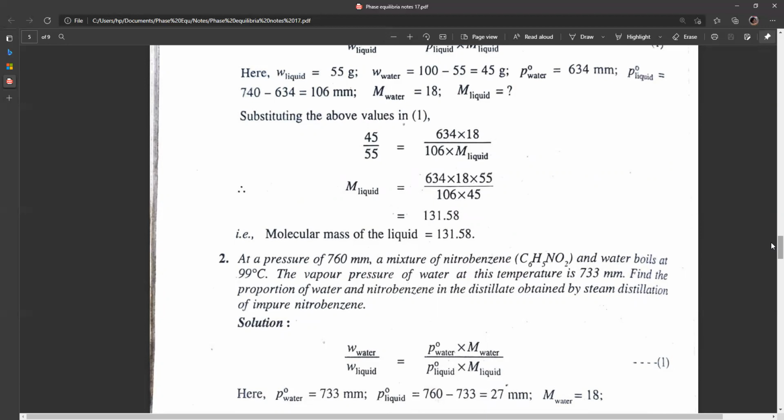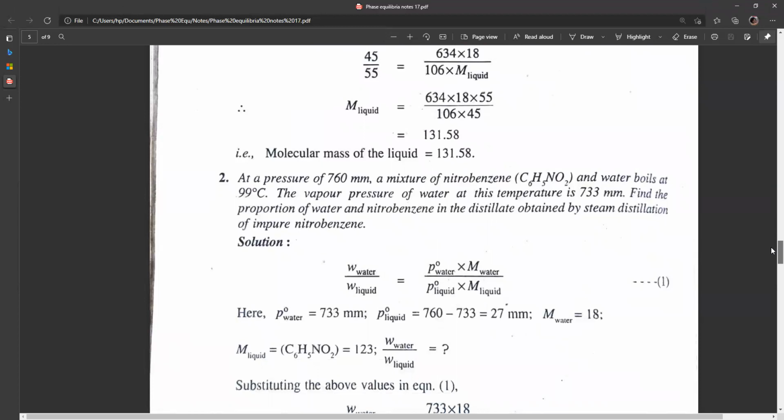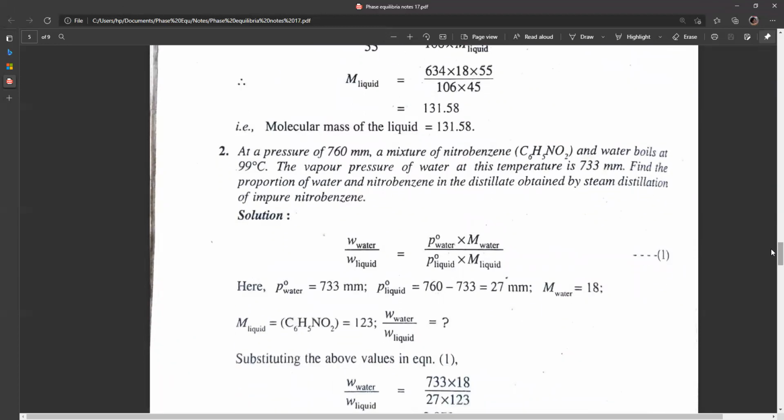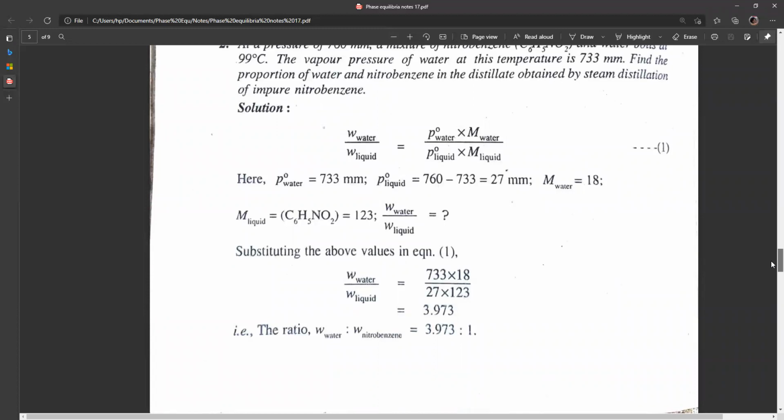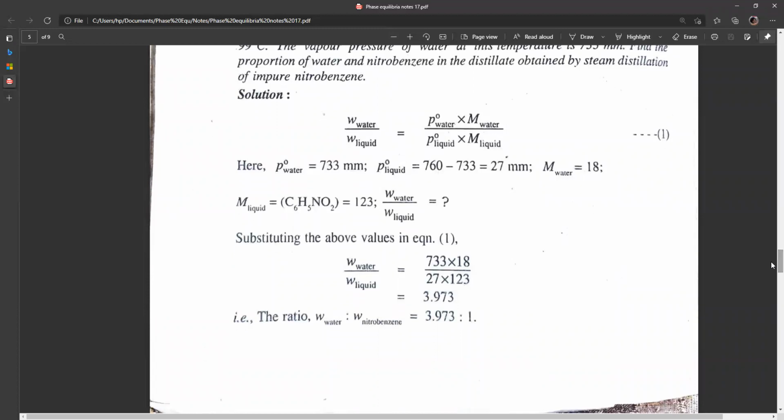In the distillate obtained by steam distillation, we have to calculate W water by W liquid. And in that equation, we know P0 of water, M of water. We can calculate P0 of liquid, and since the liquid is nitrobenzene, we know the molecular weight of nitrobenzene is 123. So we can calculate W water by W liquid merely by substituting. So the ratio of weight of water to weight of nitrobenzene is 3.973 to 1.